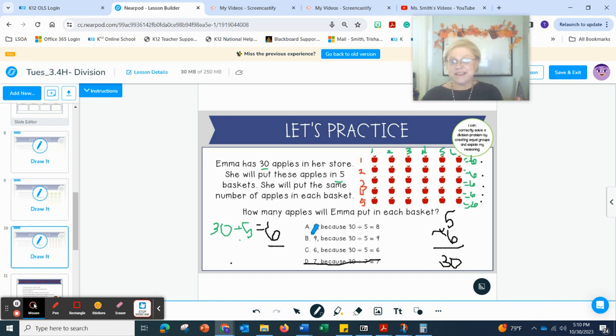8. Was 8 our quotient? Nope. Get rid of 8. What about 9? Was 9 our quotient? Nope. You're out of there. C, 6, because 30 divided by 5 equals 6. Great job.